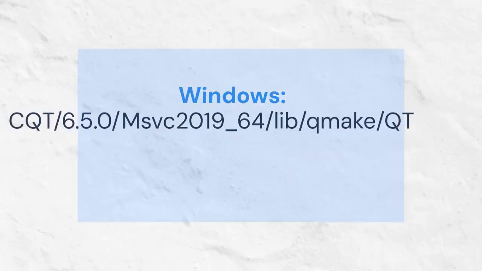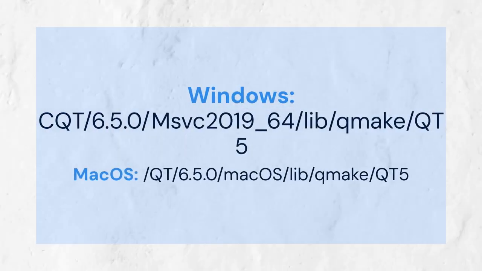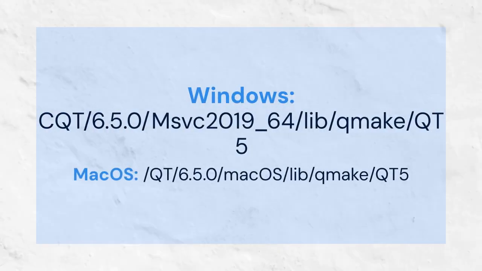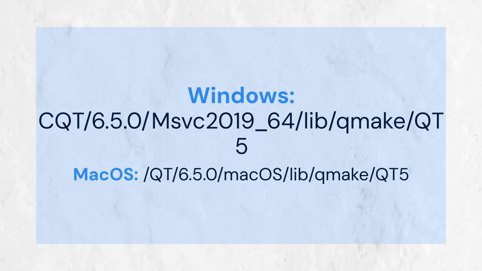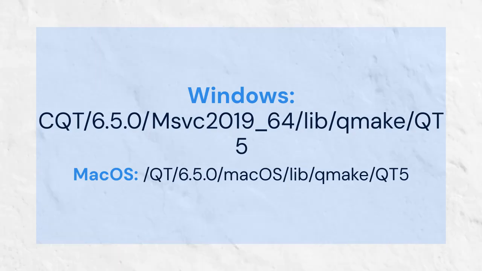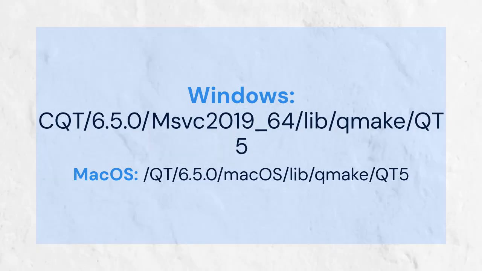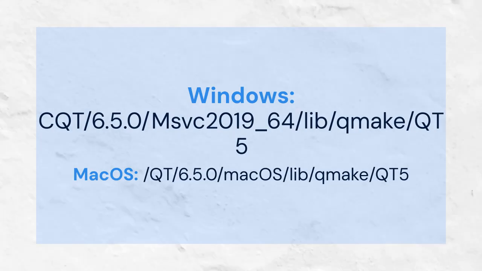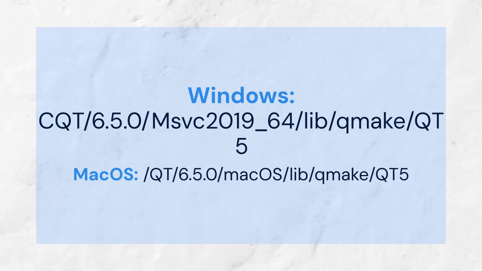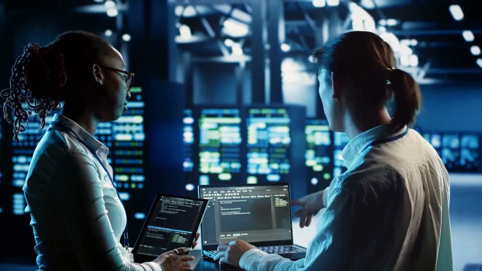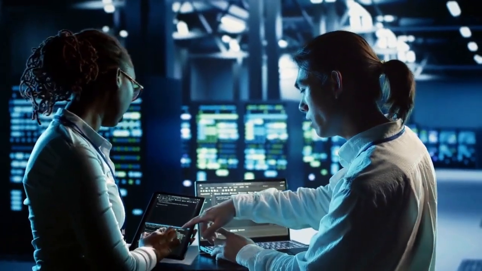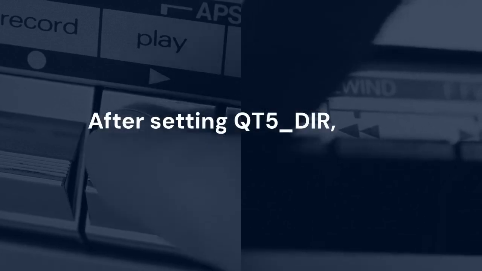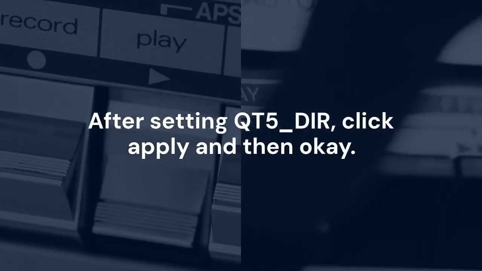/compiler/lib/cmake/Qt5. For example, it might look like C:/Qt/6.5.0/MSVC2019_64/lib/cmake/Qt5 on Windows. Or /user/Qt/6.5.0/macOS/lib/cmake/Qt5 on macOS. Replace placeholders with your actual Qt installation details. After setting Qt5_DIR, click Apply and then OK.